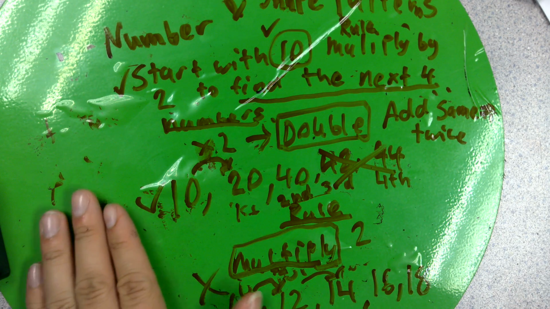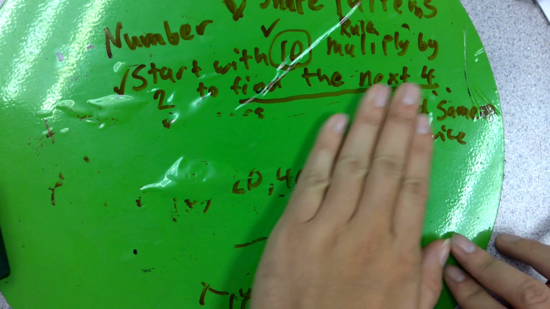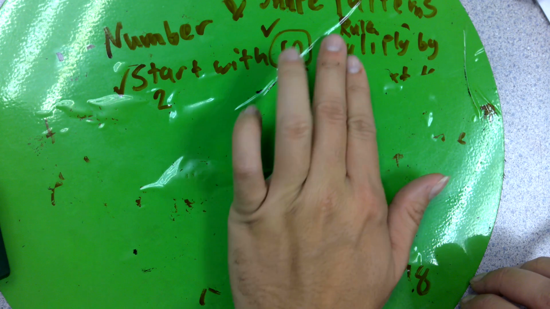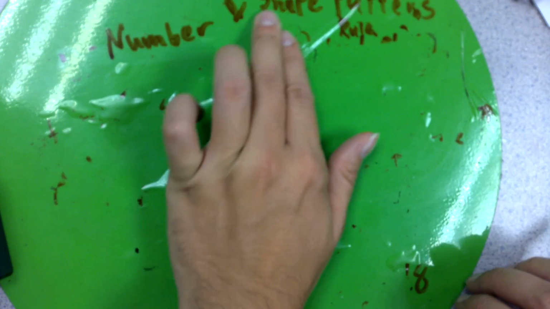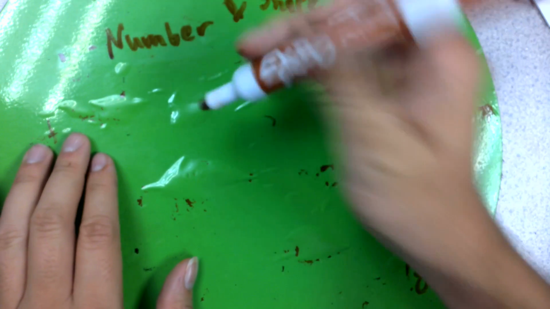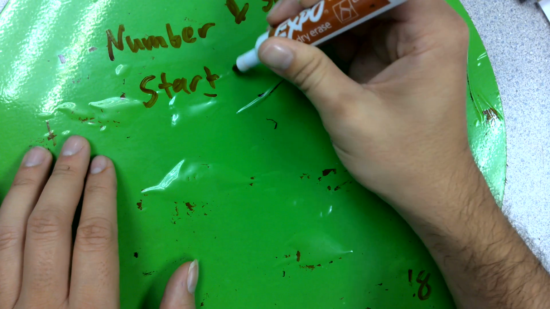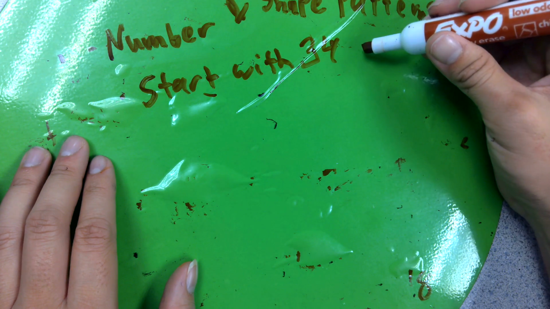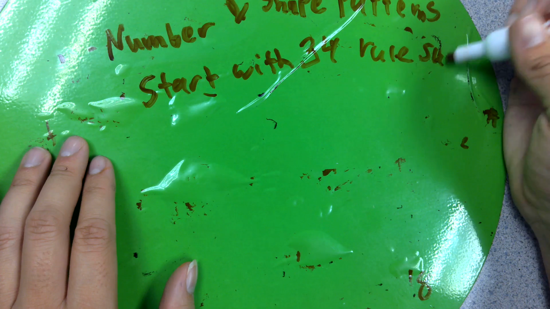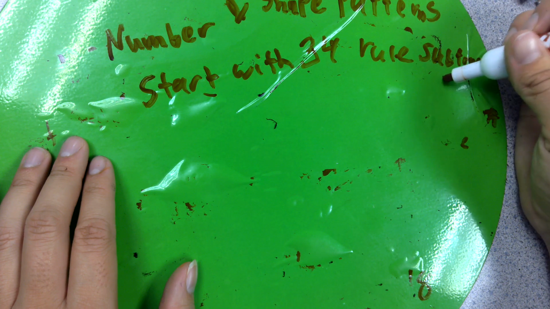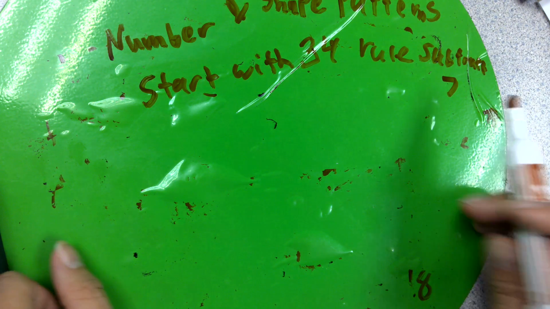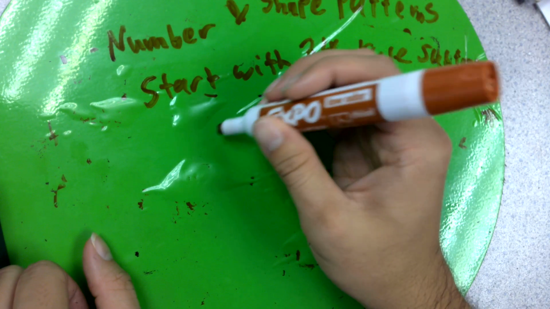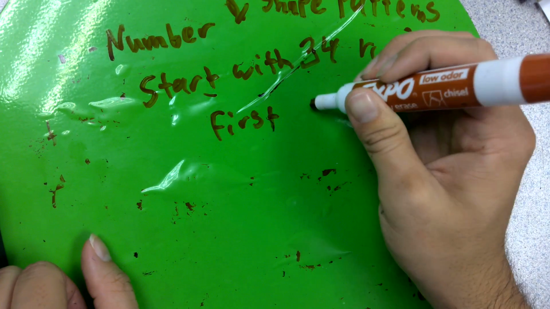So number patterns, they can start off with one number and use the same operation to continue a pattern and build off each number. So we can do one more number pattern to finish this one off. We're going to start with the number 34, and our rule is we subtract 7. All right, so I'm going to find the first 5 numbers in this pattern.